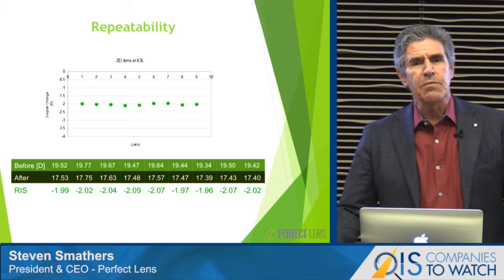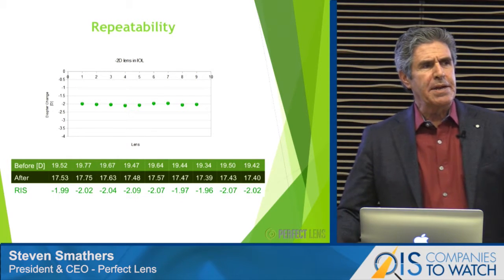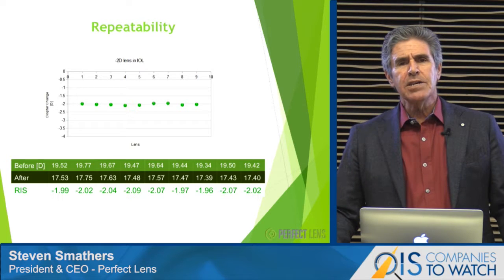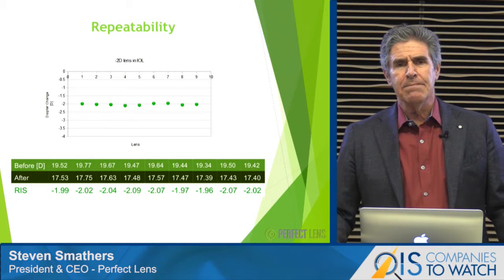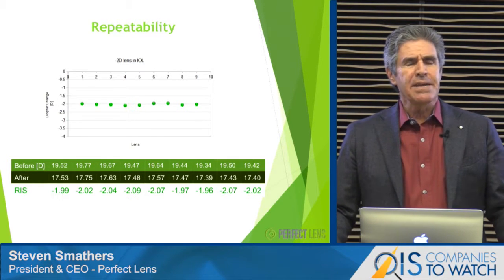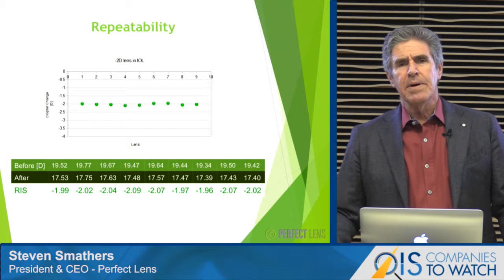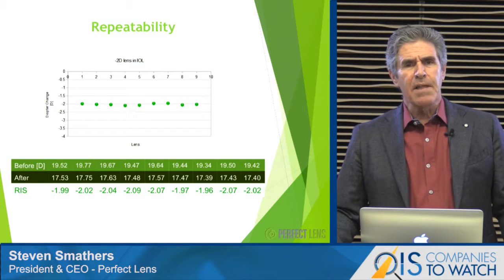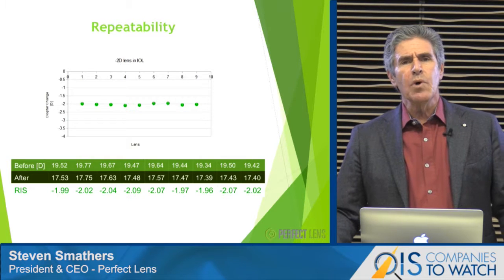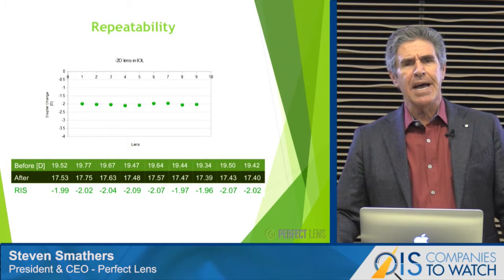The final issue that we dealt with was repeatability. Can this process work time after time? And so we took 9 different lenses and treated them. And in each of the lenses, we were within 1/10 of our desired diopter change.